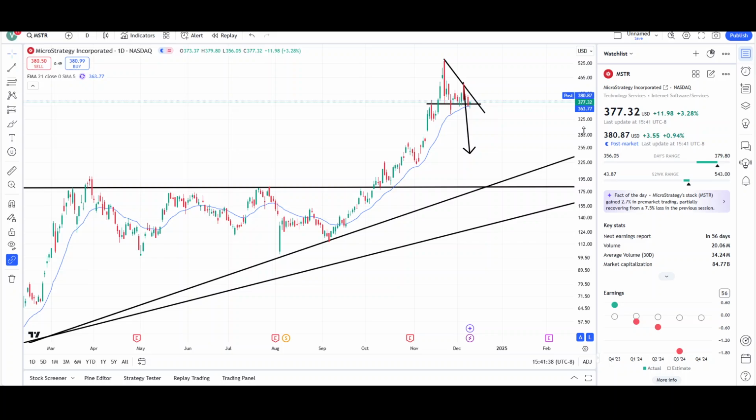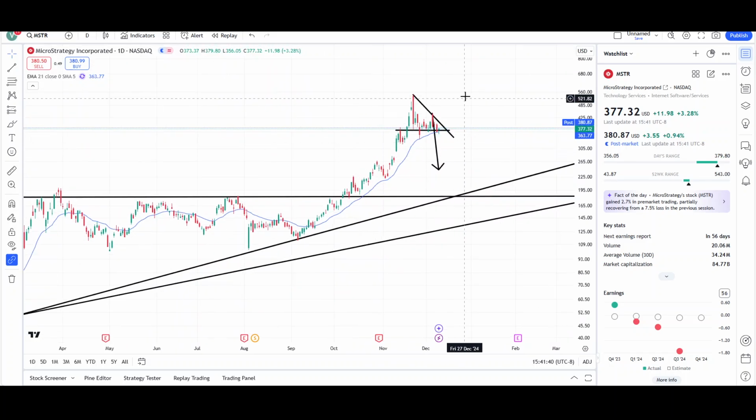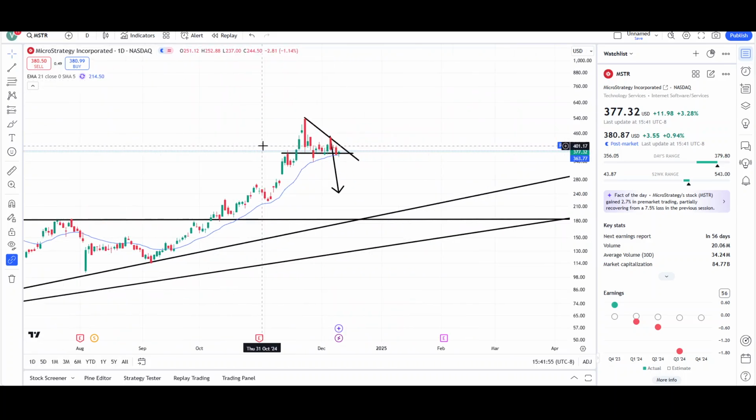I'm going to try to cover MicroStrategy up until basically the top of next year. The next Bitcoin cycle tops around sometime late next year, so I believe MicroStrategy will top around, give or take, the same time. So I want to cover that entire bull market. So let's take a look at what happened today.